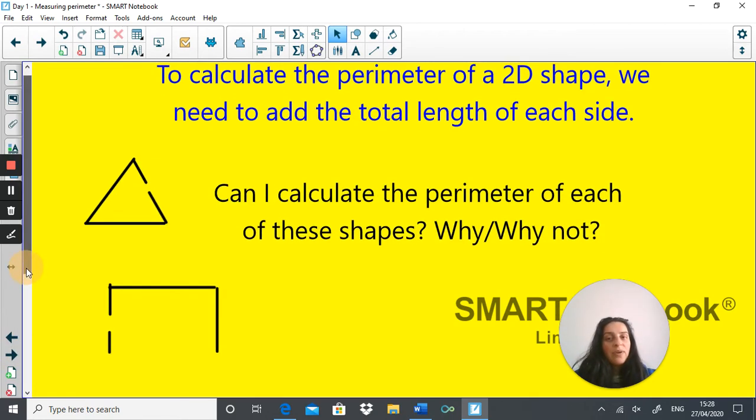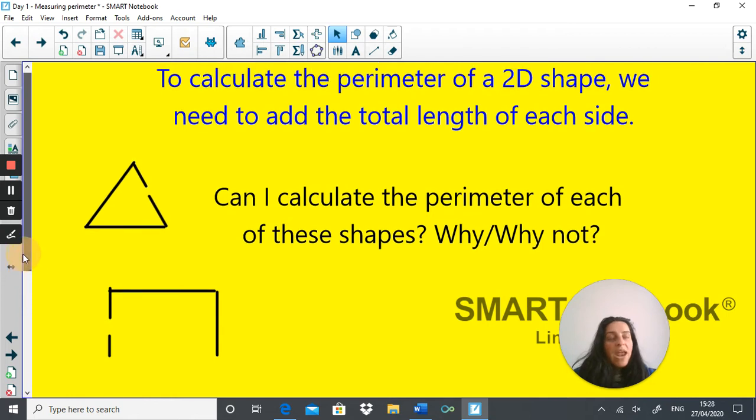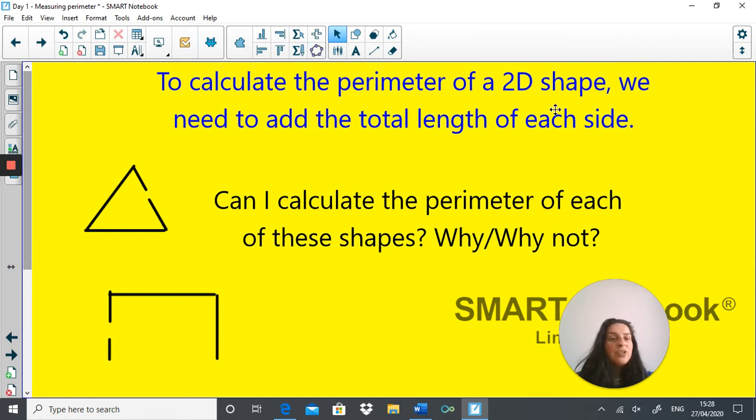Now, here's a question for you. Bearing in mind that to calculate the perimeter of a 2D shape, you need to add the total length of each side. My question to you is this. Have a look at these two shapes here. Pause the video and consider, can I calculate the perimeter of each of these shapes? Why or why not? And if you have your pencil and paper in front of you, write out the full answer. Now, I can calculate the perimeter of each of these shapes because, or I cannot calculate the perimeter of these shapes because.